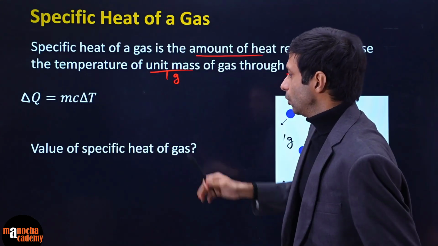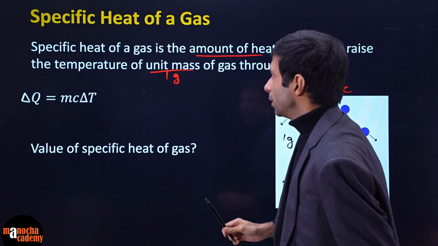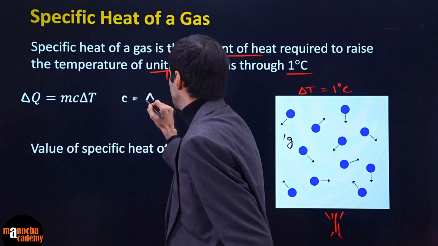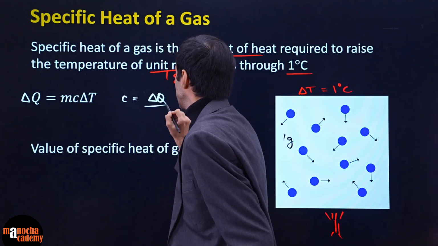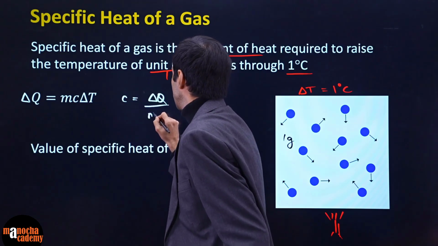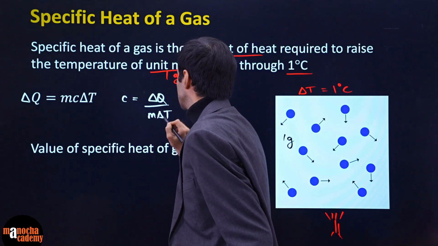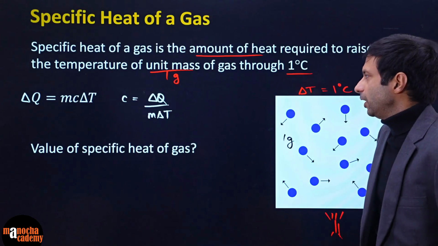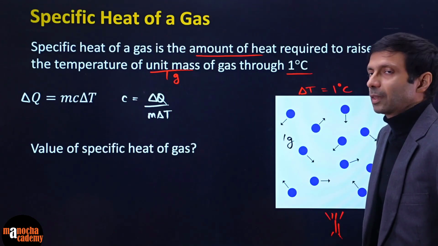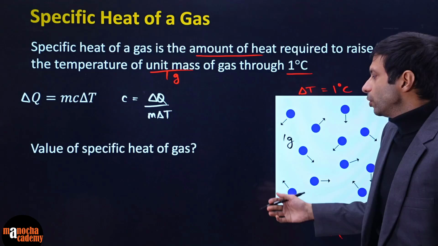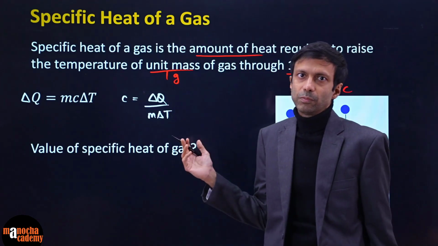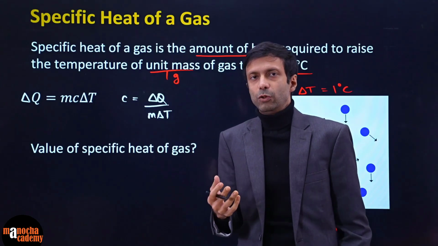So if I want the expression for the specific heat capacity, what will it be? Delta Q divided by M delta T. So you can get delta Q from this, or you can get the specific heat from this thing. Clear? Now, if we talk about the specific heat of a gas or an ideal gas, what is its value?